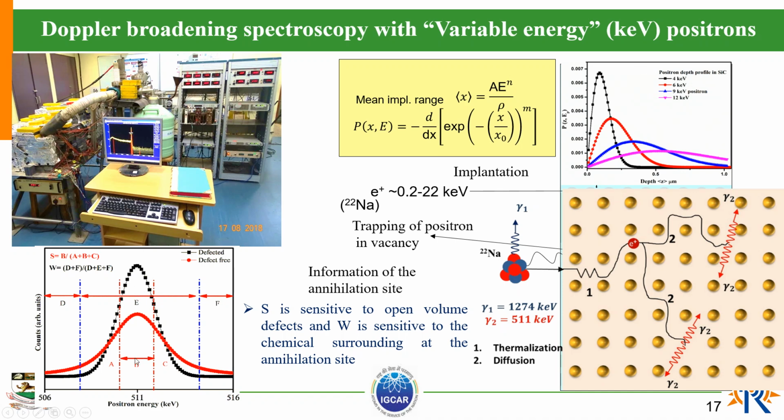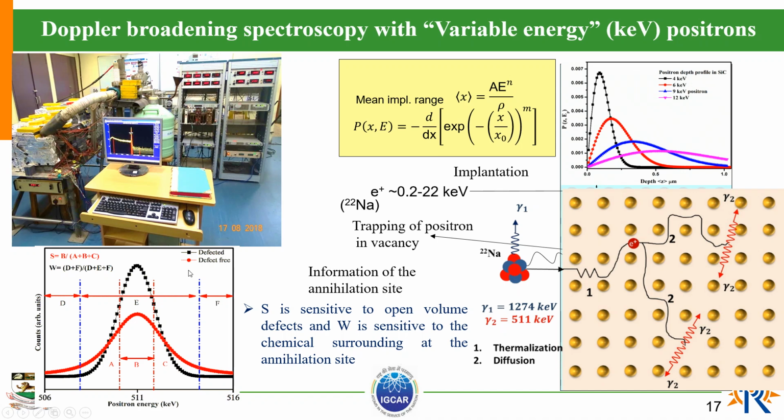The central parameter is called the S parameter, and the high momentum regions on both sides, this one and this one, are called the W parameter. This W parameter is sensitive to the core electron contribution, and the S parameter to the valence electron contribution. Mostly the S parameter is related to open volume defects, and the W parameter is related to the chemical surroundings of the defect sites.